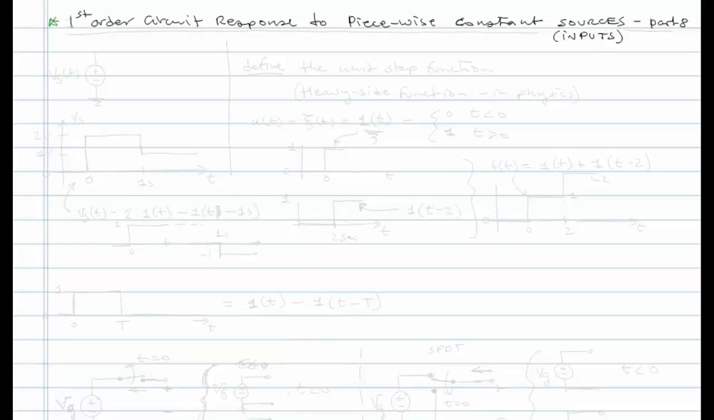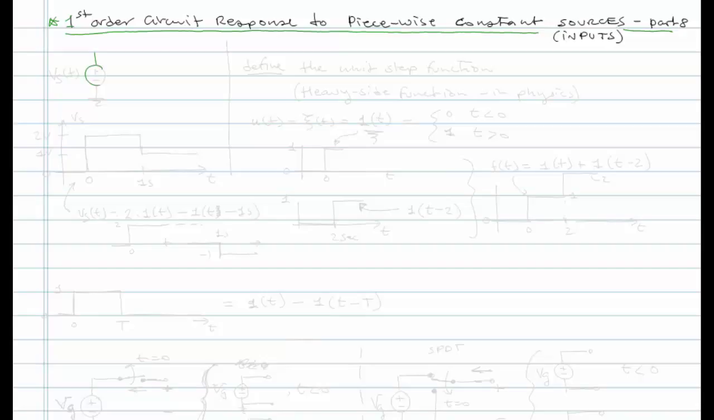This is the, I guess, eighth pin cast in a series on first order circuits, the solution to first order circuits. And in this pin cast, we're going to look at analyzing circuits that are driven or forced or powered by voltage or current sources which are piecewise constant. Okay, and let me describe what I mean by that.